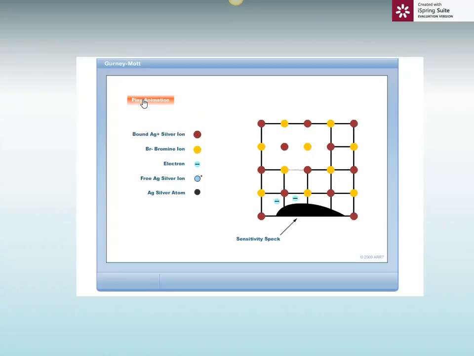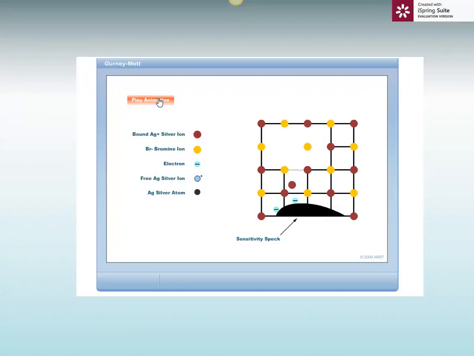X-rays come in, cause ionizations. There are the little electrons that are attracted to the sensitivity speck. As a consequence, the silver atom, it's actually a silver ion, is in turn also attracted to the sensitivity speck, and it causes a collection of those silver atoms there, which is the blackening on the film. That's essentially how Gurney-Mott works. It's not that complicated. Just follow it here. It seems logical.